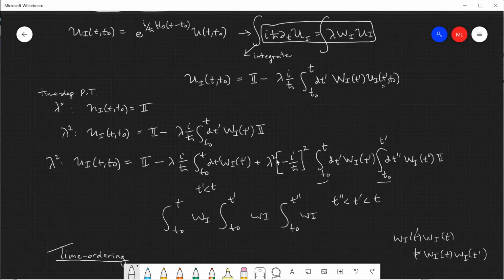It gives me another factor of minus lambda I over h bar. It's this integral, and now it's this integration. But now this integration only goes up to t prime, right? Because I'm evaluating it at t prime. So you have this iterated integral, and then you can just keep going with that. Any questions about that?